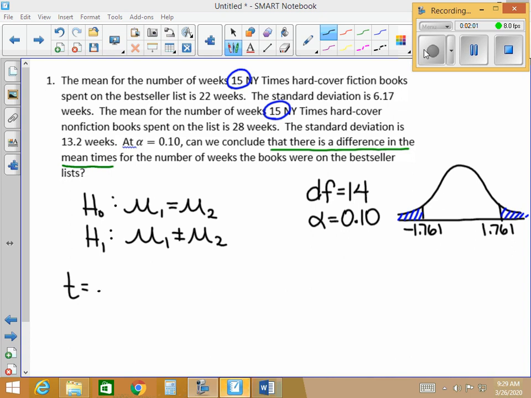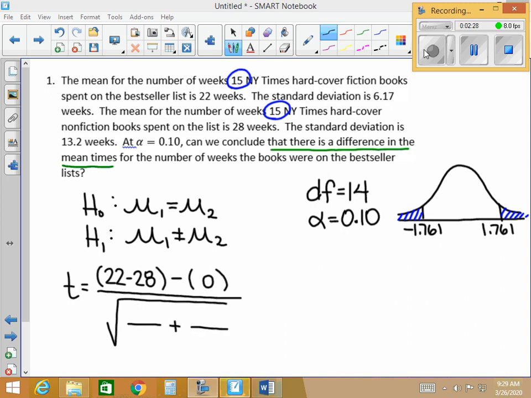For my test statistic that I'm going to compare to that rejection region, I'm going to subtract the two means of my two samples. Again, because I'm testing the hypothesis that they're actually equal to each other, the difference in the two means is 0 there. Now on the bottom, just like before, I have my standard deviations squared over the sample size. Here my standard deviations are sample standard deviations, 13.2, and both sample sizes were 15.